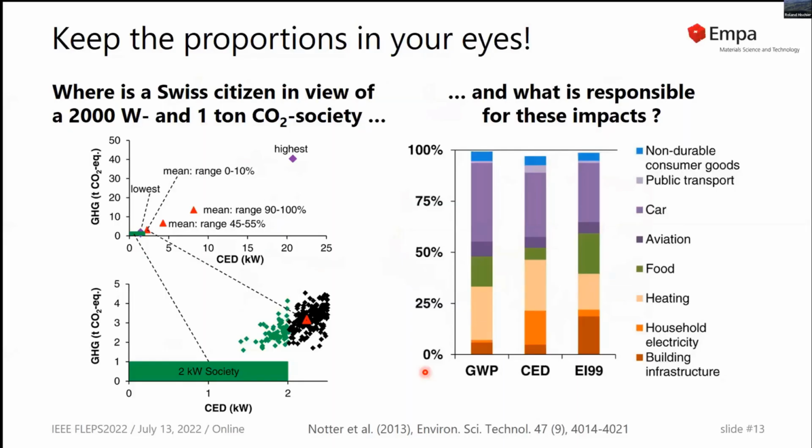And if we look, I have numbers for Switzerland. The Swiss citizens are not yet in a 2000 watt society or a 1 ton CO2 society. So in this green bar, a lot of the people are clearly beyond these numbers. And if we then look where this is coming from, the ICT use is part of the household electricity. So for the global warming potential in Switzerland, it is a rather low part. This is this small orange bar here. For the cumulative energy demand, so the grey energy, the electricity is more visible. And if I then look at an overall environmental impact assessment, again, it's a rather small part due to, let's say, the rather green electricity mix here in Switzerland, with a lot of hydropower and nuclear power.